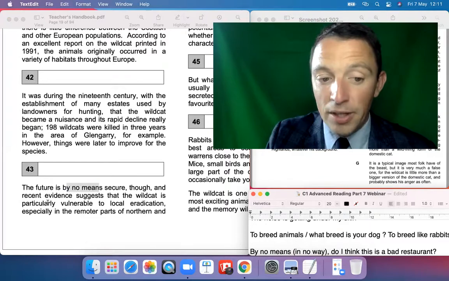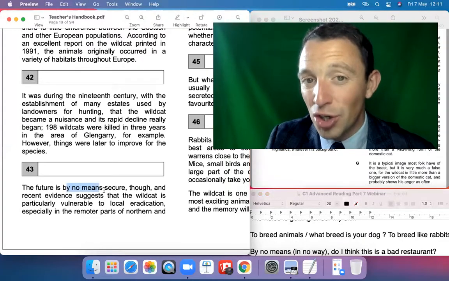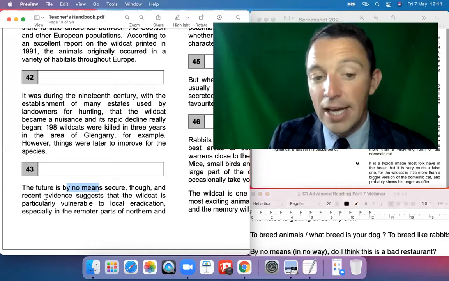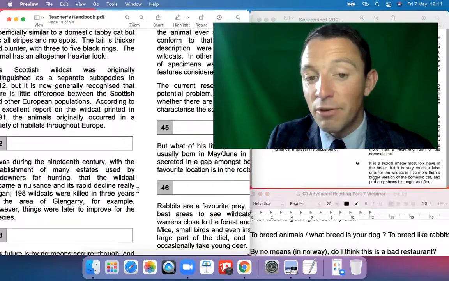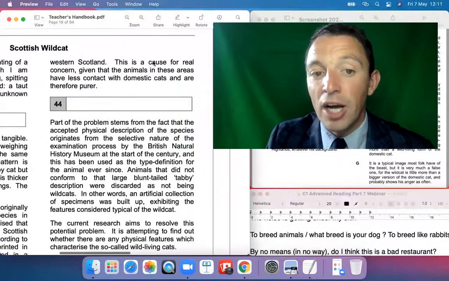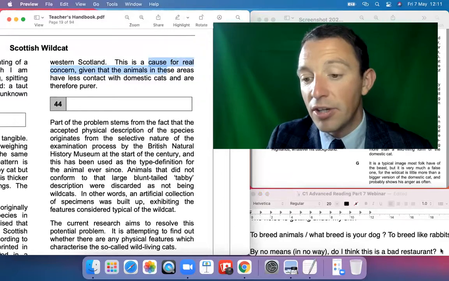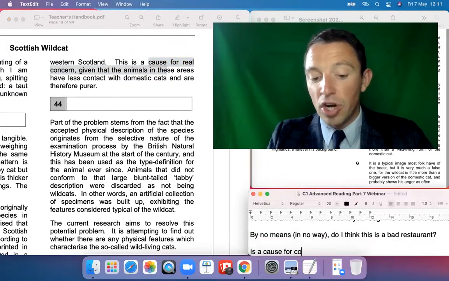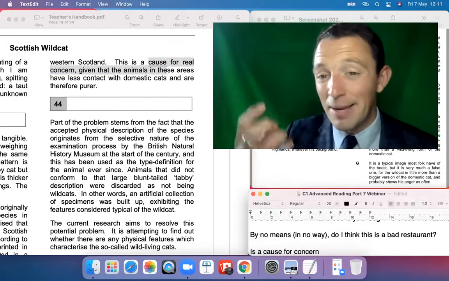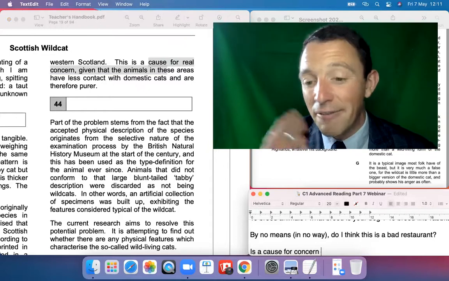And here, the future is not in any way secure. So it's absolutely not secure for the animal. Evidence suggests vulnerable, just the pronunciation. And if we continue to the next paragraph, a cause for concern is very famous as well, and very fluent and very good. So the situation is a cause for concern, really fluent, very simple, and just very cohesive, and very good linkers and very good vocabulary.